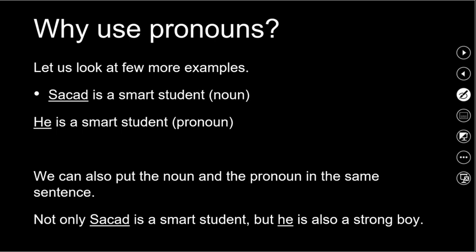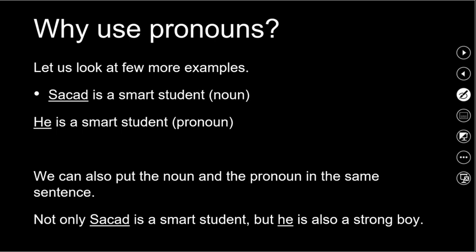We can also put the noun and the pronoun in the same sentence. If we use the example that we have here, Sa'ad is a smart student, we're going to use the noun and the pronoun in one sentence: not only Sa'ad is a smart student, but he is also a strong boy.